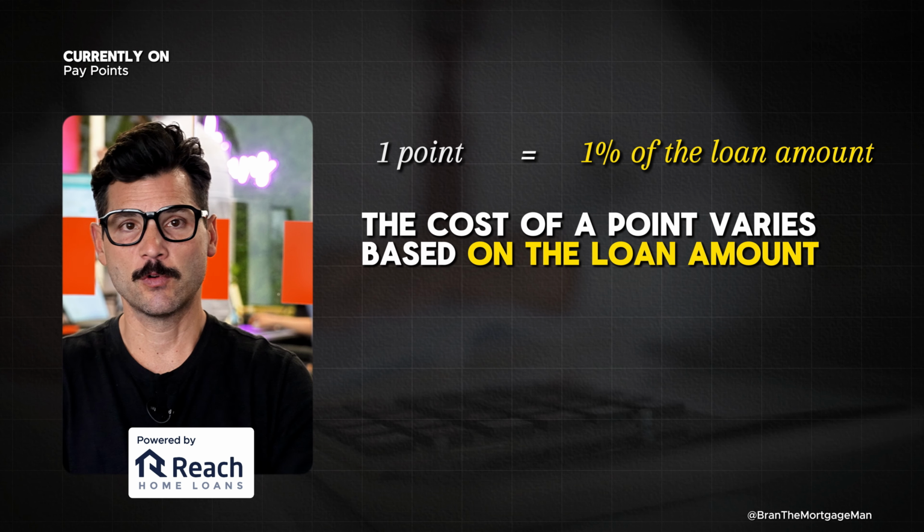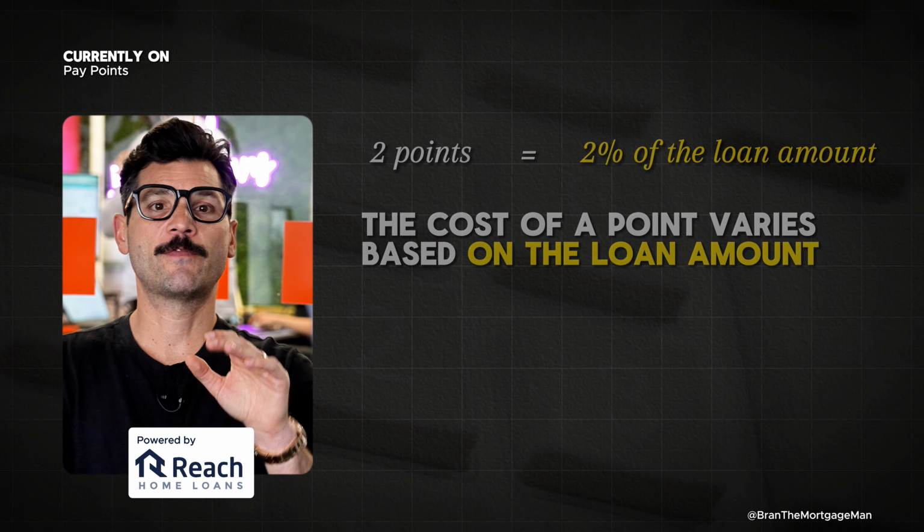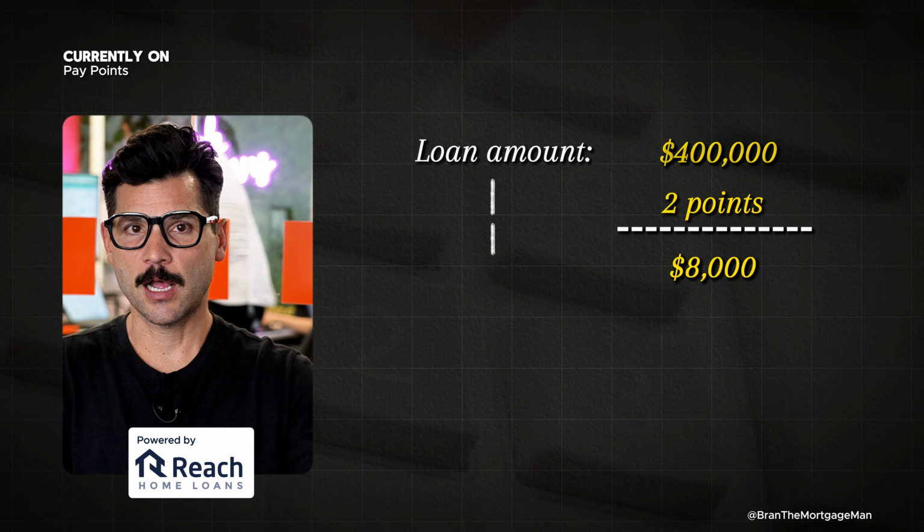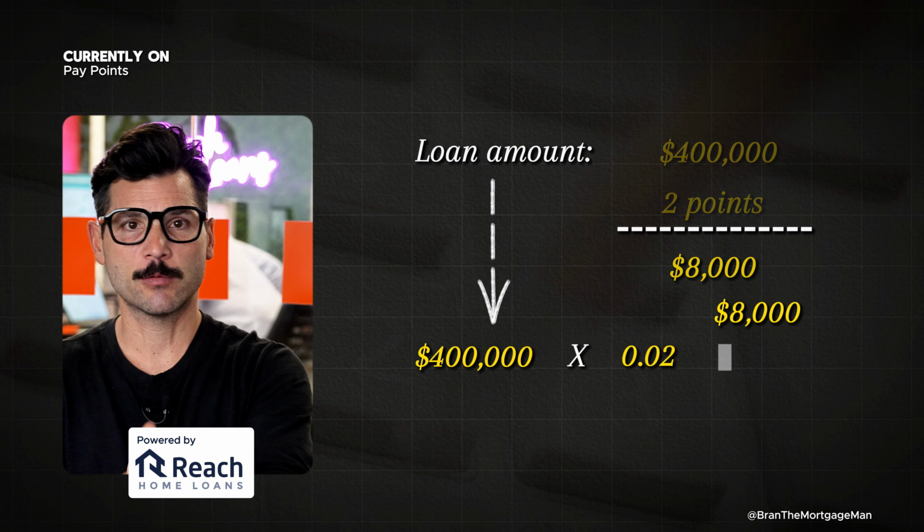It's always 1%. If you're paying 2 points, it's 2%. So if you have a $400,000 loan, you're paying 2 points, it's going to cost you $8,000. 400,000 times 2% equals 8,000, right?